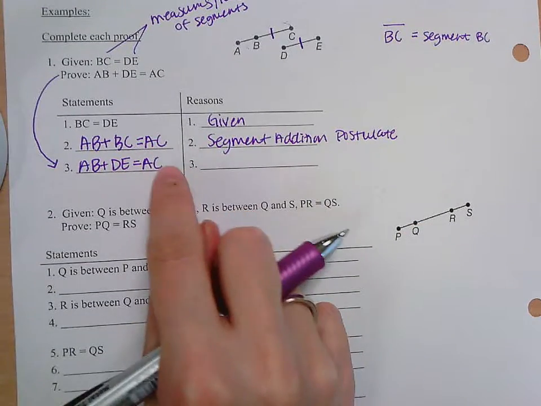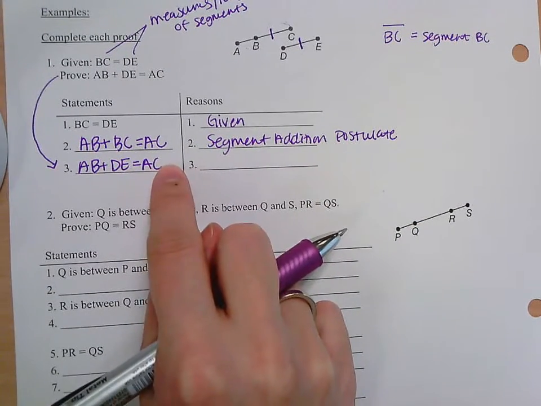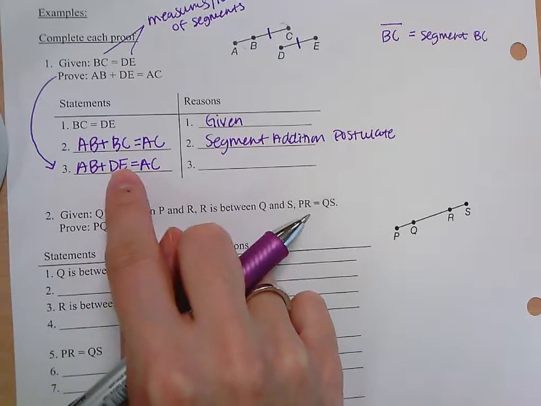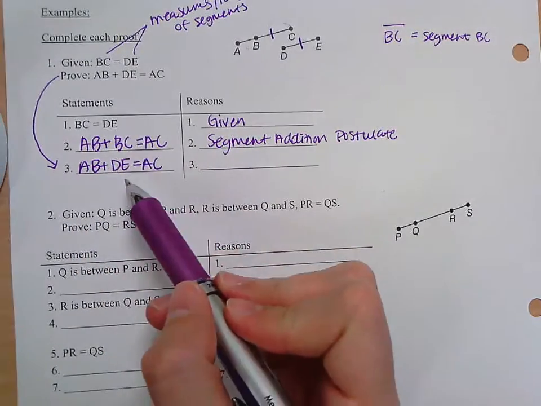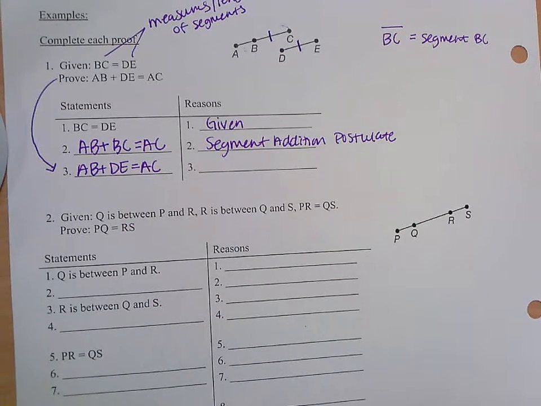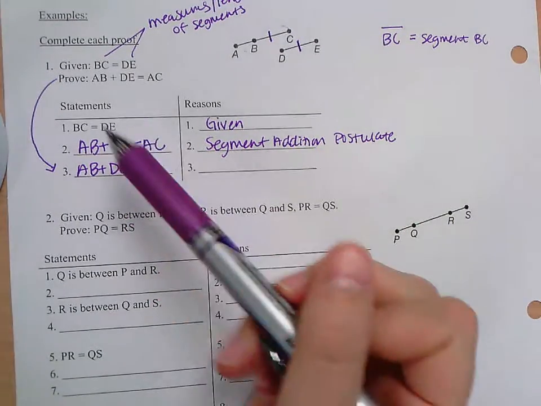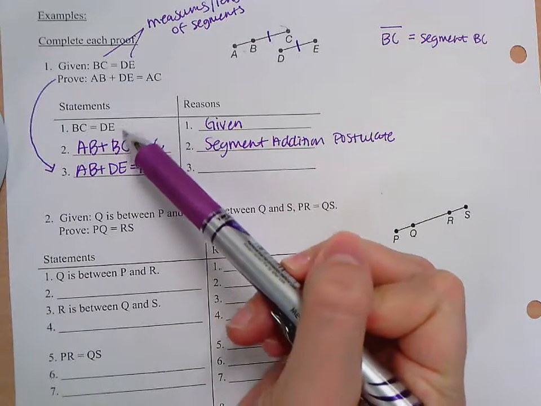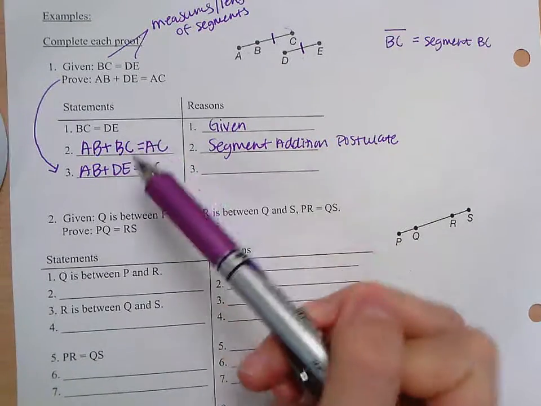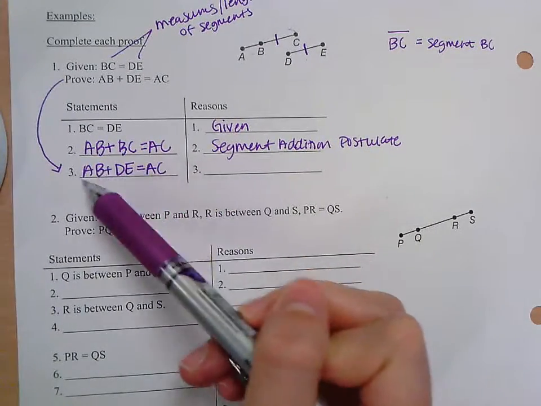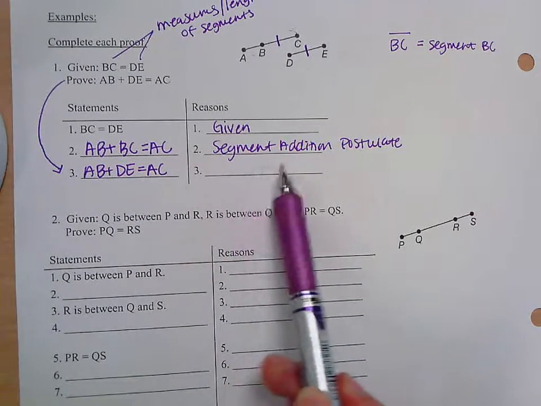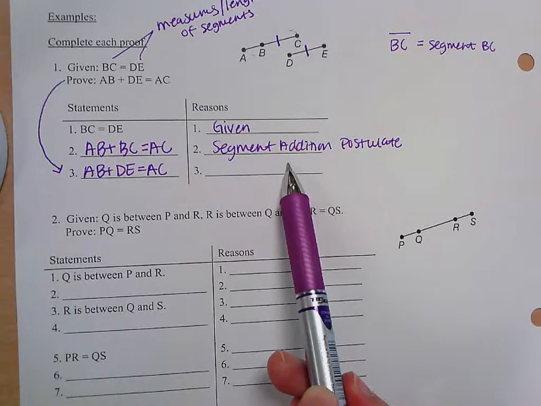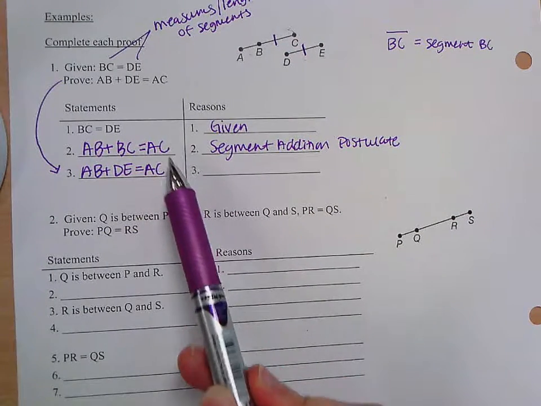Okay, and then notice, now I can just go straight to what I'm trying to prove, that AB plus DE equals AC. When you're working through a proof, just like with algebra, you're moving from one step to the next. So you always look at what you stated before and how you can use that information to come up with your conclusion. Anybody know what this reason might be? Why can I go from here to here?